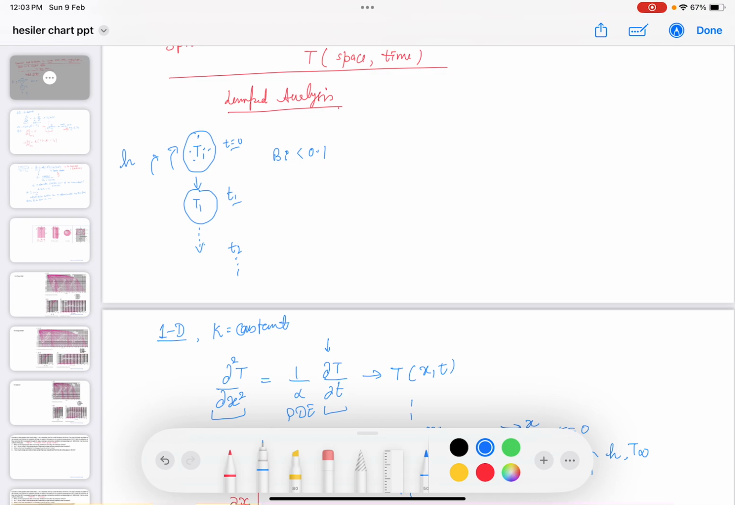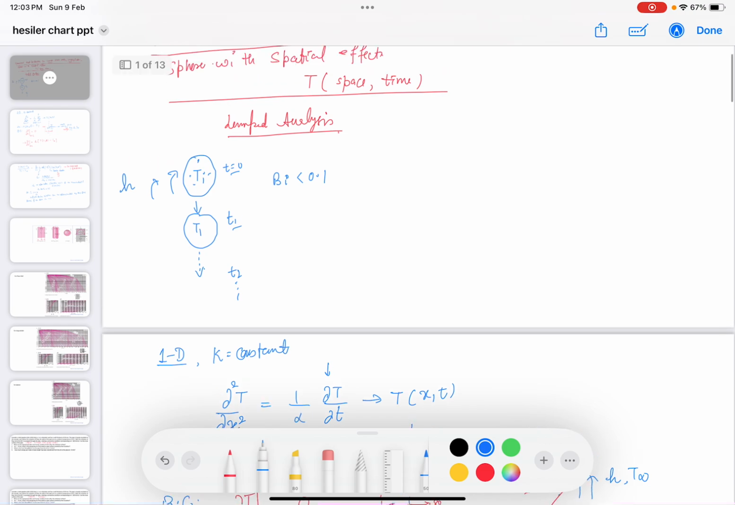Okay. Now for the analysis which we are going to see now, this Biot number criterion fails. If this criterion fails, then we have to go for this analysis, for which the Biot number is greater than 0.1. So for this analysis the temperature will be a function of space as well as time.